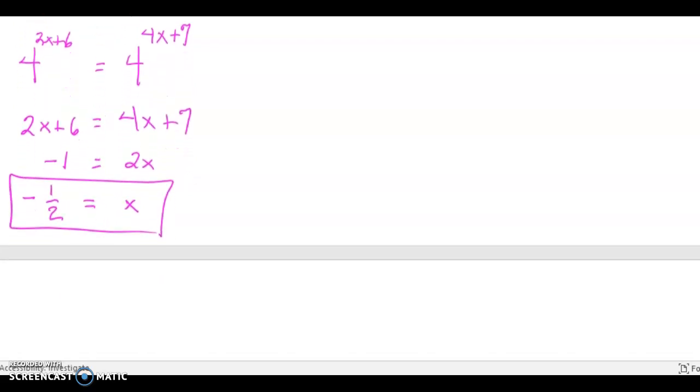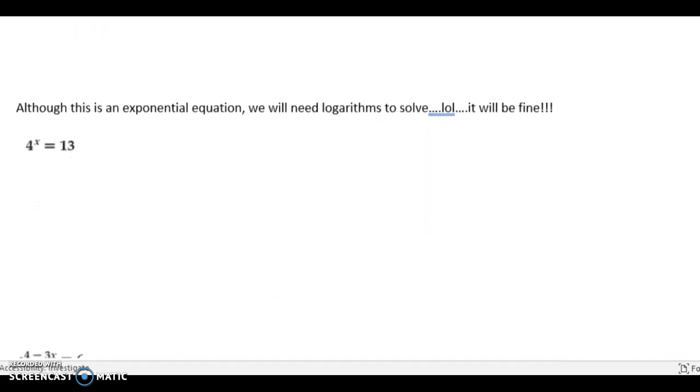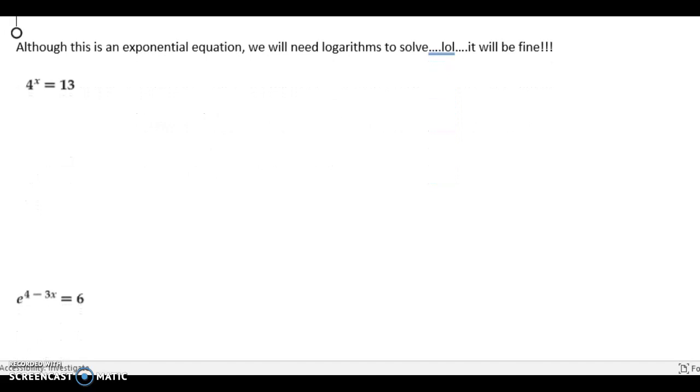Okay, moving on. Sorry, I did that quickly. Moving on. Although this is an exponential equation, we're going to need logarithms to solve this one. It'll be fine. All right, let's recall how to rewrite something that is in exponential form, like 4 squared equals 16. How do we write that in log form?